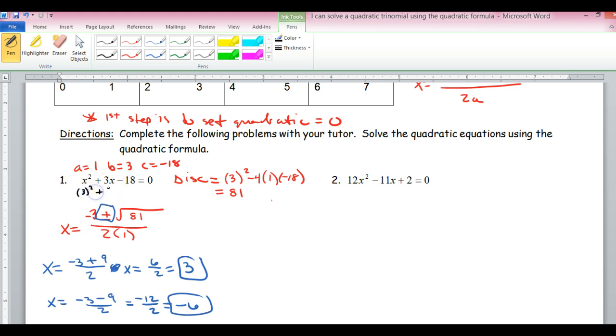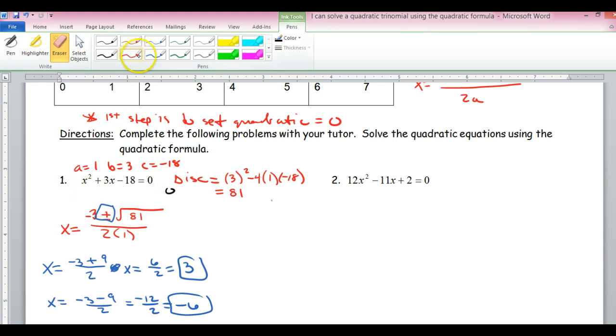It's 3 squared plus 3 times 3 minus 18. Is this going to make a true statement? 9 plus 9 is 18. 18 minus 18 is 0. I know that's a solution. And the same thing would happen if I plug in negative 6.